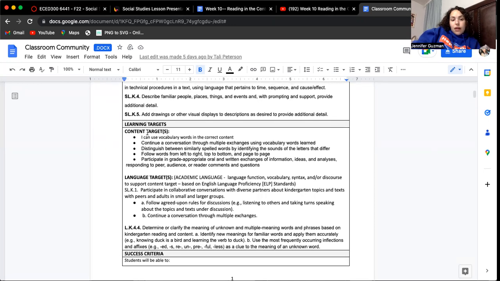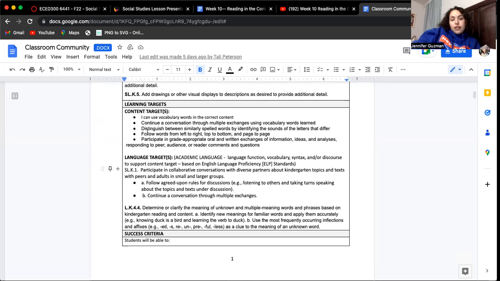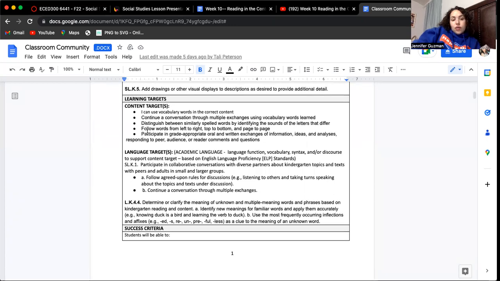Here we have some of our learning targets. So some were, I can use vocabulary words in the correct context, continue a conversation through multiple exchanges using vocabulary words learned, follow words from left to right. So students being able to know that when you read, you read from left to right.